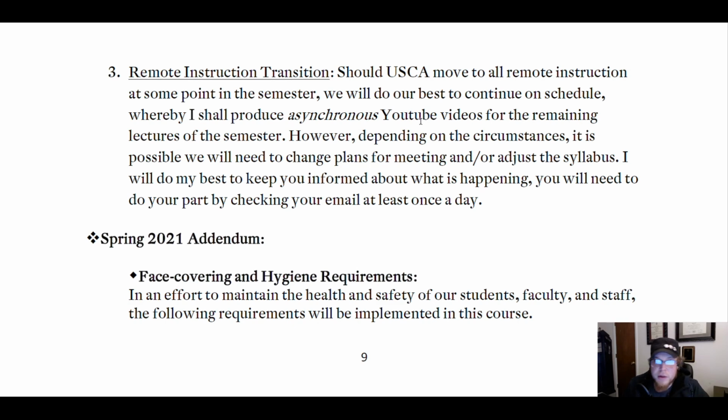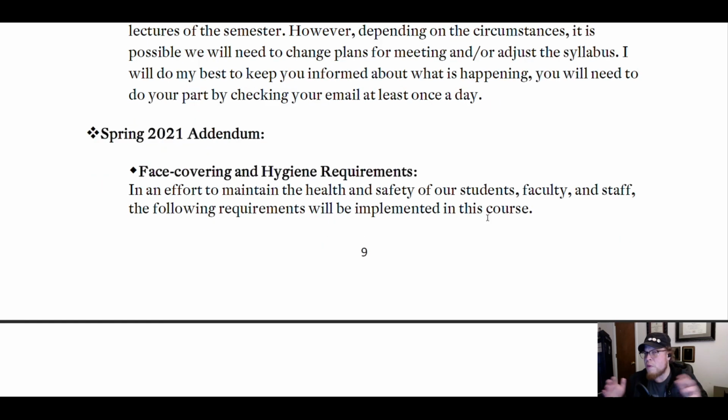So just to see what's going on in terms of university policies, dictums, declarations, and so forth. Additional addendum. Zooming in on some more stuff. Face coverings and hygiene requirements.